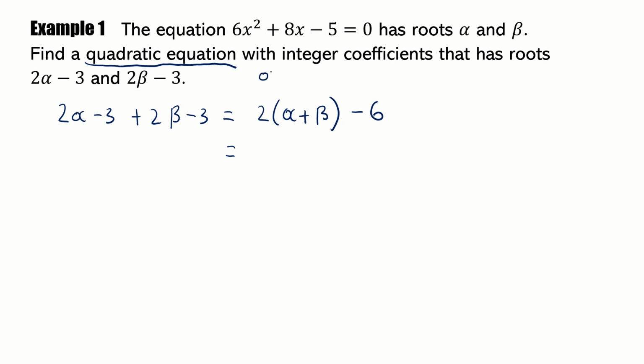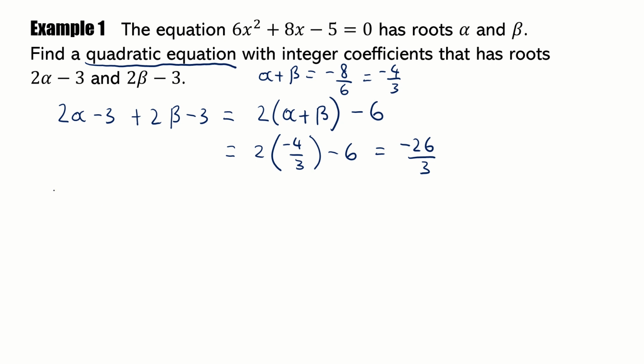Alpha plus beta, as a reminder, is just going to be related to minus the b coefficient of the original quadratic divided by the a coefficient. So in this case, that's going to be minus 4/3. So therefore, the sum of our two new roots is going to be two lots of minus 4/3 minus 6, which would be minus 26/3.